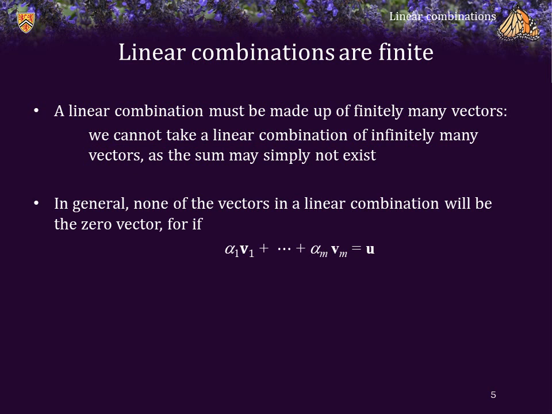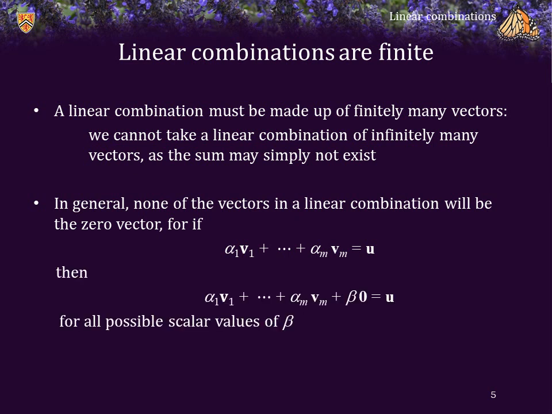Also, in general, we will assume that none of the vectors in a linear combination will be the zero vector. For if this linear combination did in fact equal the target vector u, then we could add any scalar multiple of the zero vector onto this, and we would still get the vector u. So the zero vector cannot contribute to a linear combination, and thus in general we will assume that none of the vectors that we are taking a linear combination of are the zero vector.